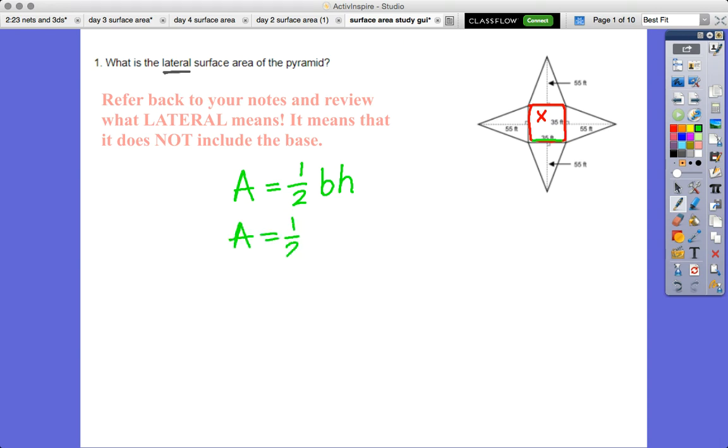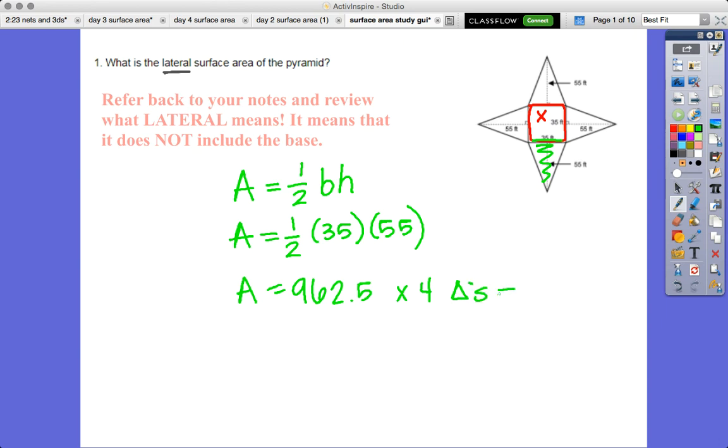Our base is the 35, and the height is 55. So in your calculator, you can type 0.5 times 35 times 55, and you should get 962.5. However, that's the area for just one of these triangles, and we see that we have 4 of those. So I'm going to take this answer and multiply it by the 4 triangles, and that gives me 3,850.